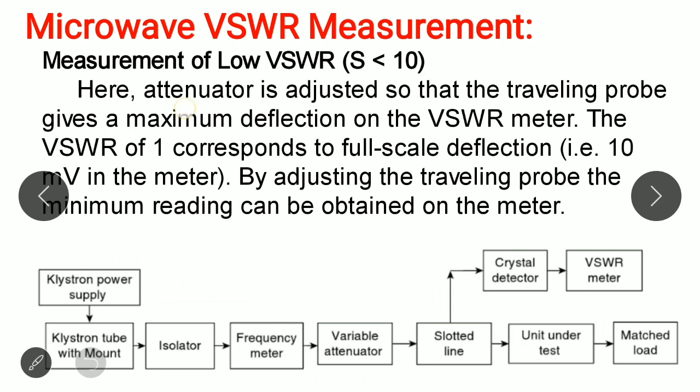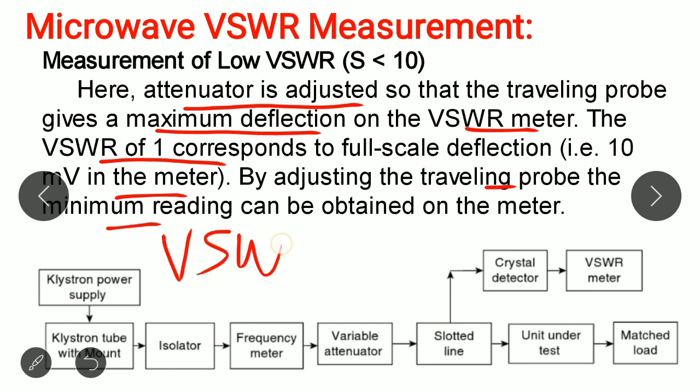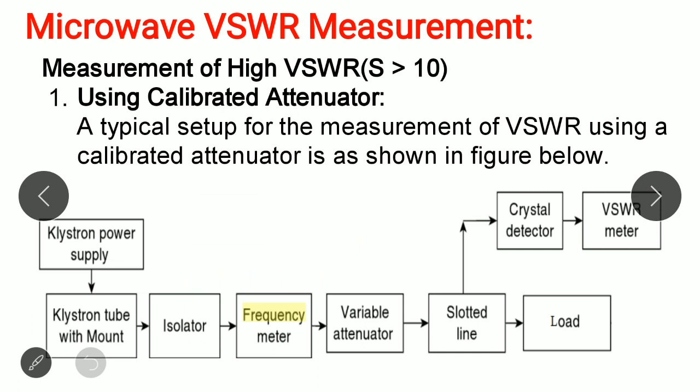Now here the attenuation is adjusted so that the traveling probe gives a maximum deflection on the VSWR meter. The VSWR of 1 corresponds to the full scale deflection, that is 10 millivolt in the meter. By adjusting the traveling probe, the minimum reading can also be obtained from the VSWR meter, and then we can calculate the value of this VSWR as Vmax divided by Vmin.